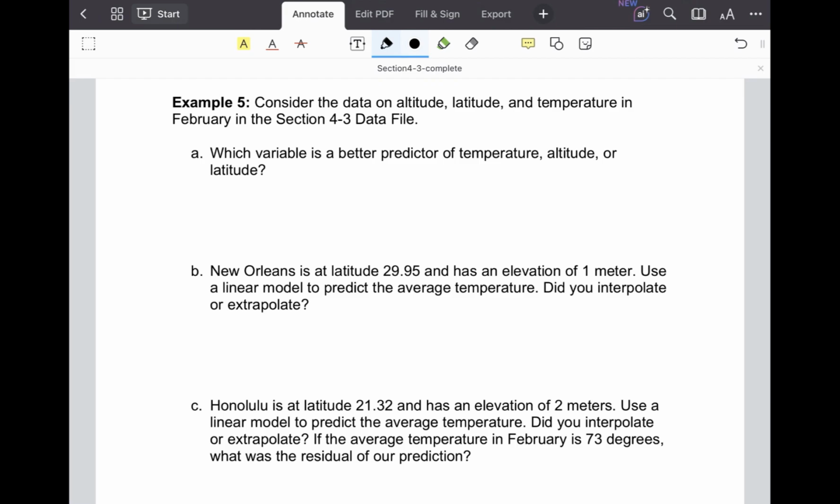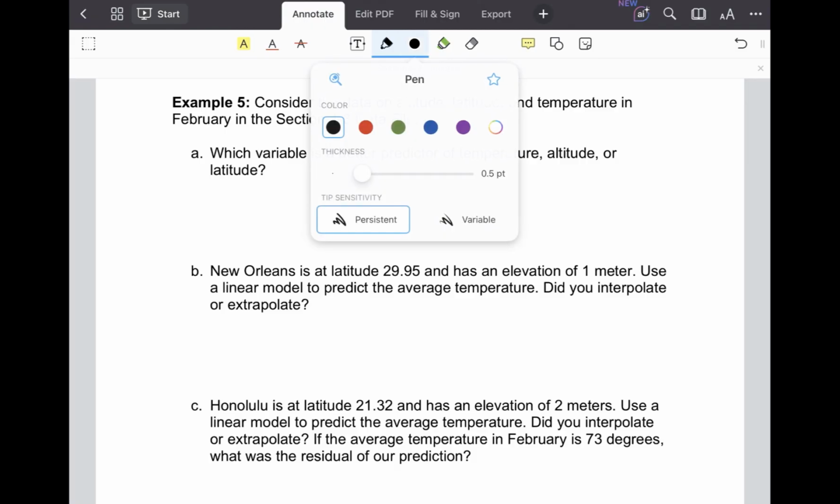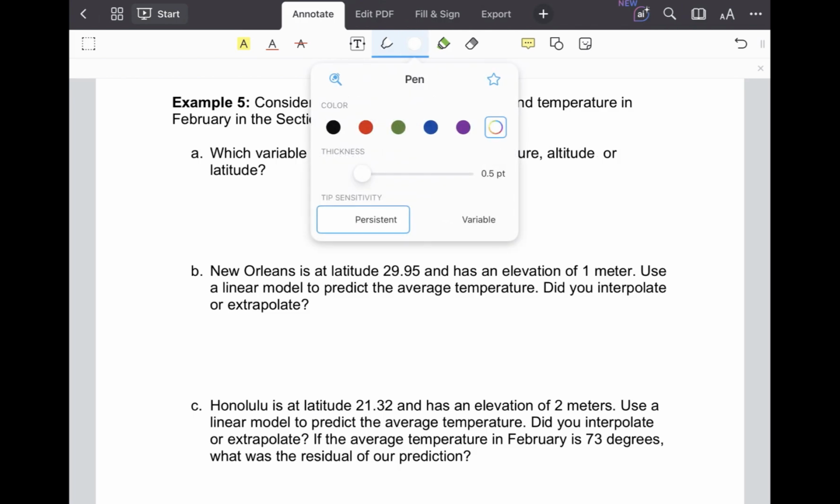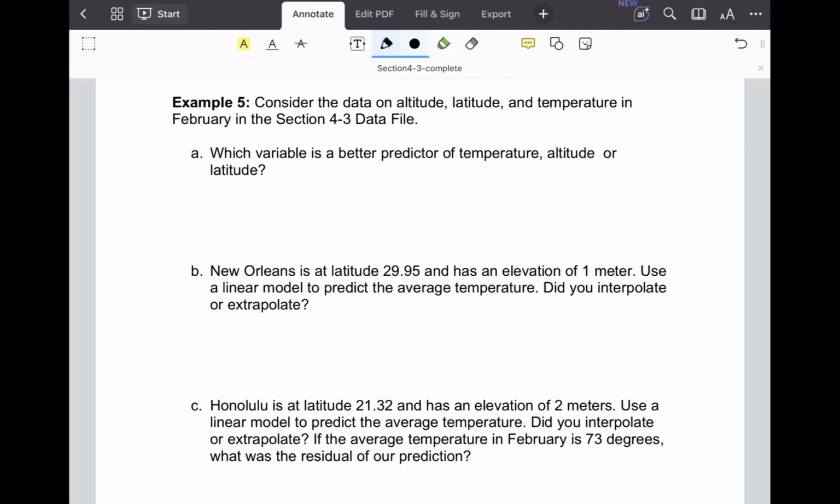Example 5 says to consider the data on altitude, latitude, and the temperature in February in the section 4.3 data file. And the first question is asking which variable is a better predictor of the temperature, altitude or latitude. So we're going to relate those and see which one has a higher correlation coefficient.